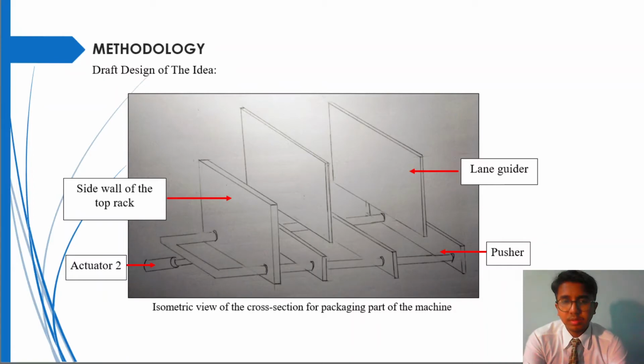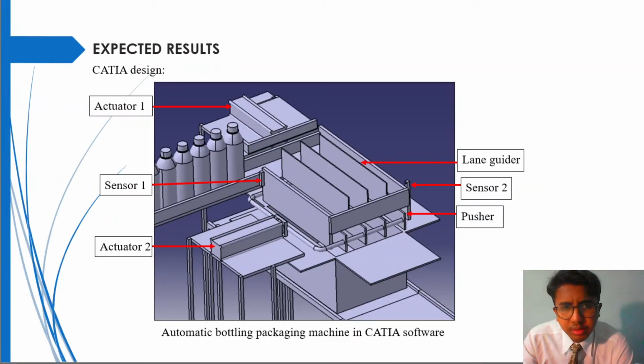The pusher will be actuated by the actuator and pushed forward and in reverse. When the pusher is pushed forward, the bottle will fall down into the erected box. Now we're moving on to the expected result in this proposal.